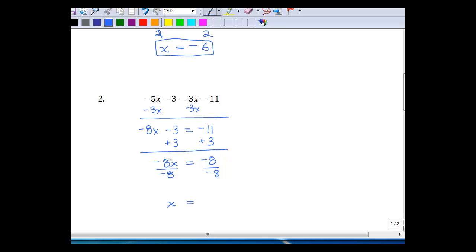Negative 8 divided by negative 8, that chunk there is 1. So that's just 1x, or x, and then on this side, I also get x equals 1.